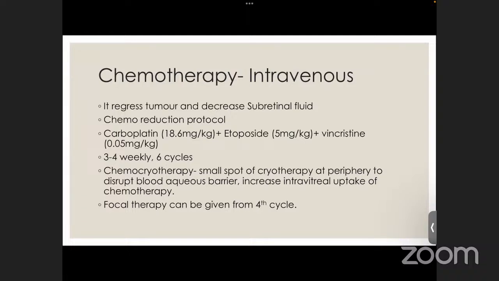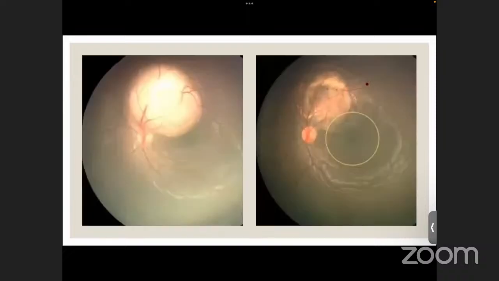So what is the protocol? You will give carboplatin, etoposide, vincristine, 6 cycles, 3 to 4 weekly. And before that, you will give chemocryotherapy. That is a small spot of cryotherapy at the periphery. It will disrupt the blood aqueous barrier and increase the intravitreal uptake of chemotherapy. And focal therapy you can give after 4 cycles.